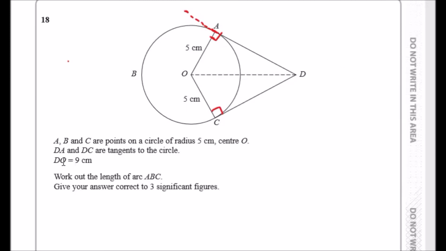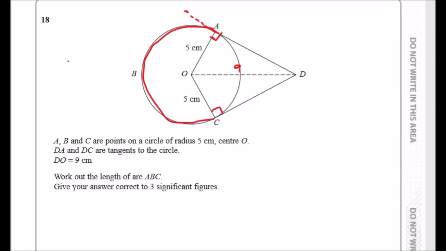Okay, so DA and DC are tangents to a circle. Now the length DO is 9, so this length is 9. That actually helps a lot. Work out the length of the arc ABC. Now to work out this arc, we need to find an angle here first. And to get an angle here, we should of course find the interior angle inside here first. Okay, so before we do that, let's see what we can find, yeah?